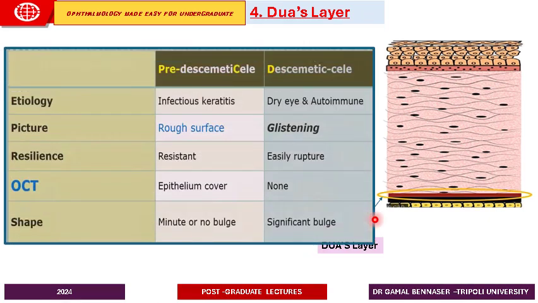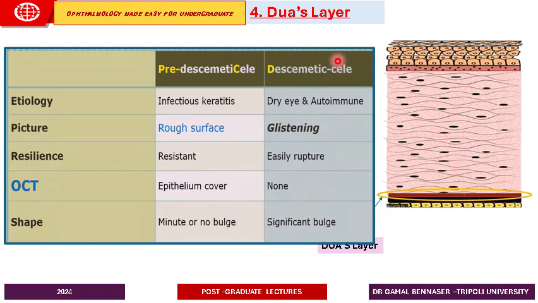Now, another thing is that the discovery of the Dua's layer has led to the description of what's known as pre-Descemetocele, or Duaocele, in comparison to the Descemetocele. As you know, when there is severe melting of the cornea and bulging of the Descemet's layer, this is called Descemetocele. However, if there is thinning of the anterior part of the cornea and bulging of the Dua's layer, this is called pre-Descemetocele, also known as the Duaocele.